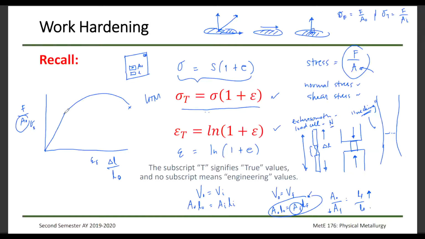And usually you will end up with something that looks like this. No? And this is where your UTS is. This is the highest point. This is the ultimate tensile strength. And if you try to plot the true stress, you'll end up with something that looks like this. No? So parang this graph makes a lot more sense, no?